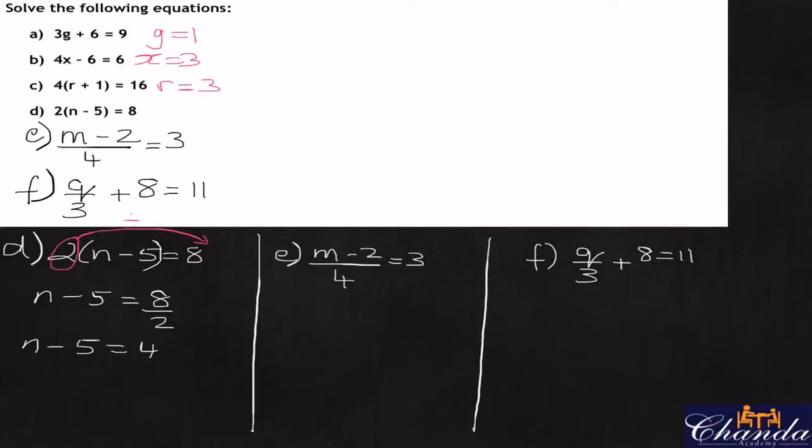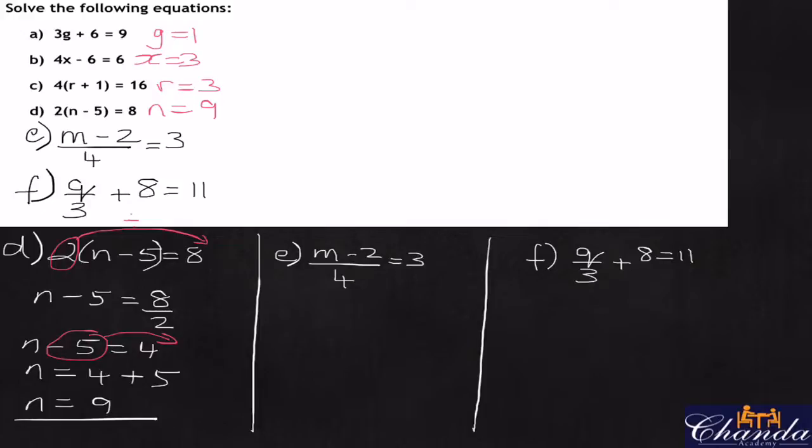Then we take minus 5 over to the other side, and that obviously turns into a plus 5, because remember, the opposite of minus is plus. So n is equal to 4 plus 5, which means n is equal to 9. There we have it. That's our solution to that particular equation. So n is equal to 9. All right, now let's move to part E. We have m minus 2 divided by 4 is equal to 3.